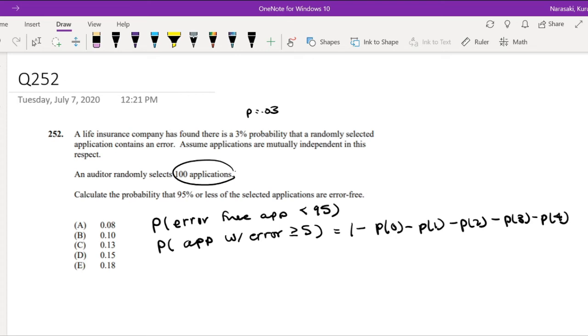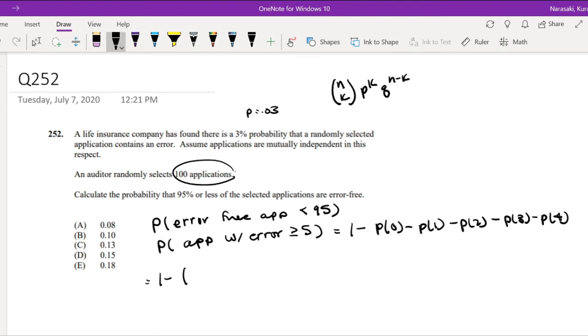And then, I already said it earlier, this is just a binomial distribution. So our binomial distribution is n choose k, times the probability of k, times the complement to the n minus k. Okay, so this is equal to 1 minus.